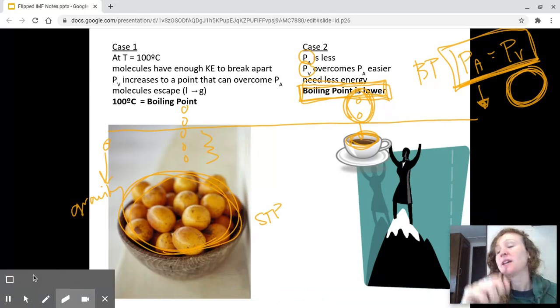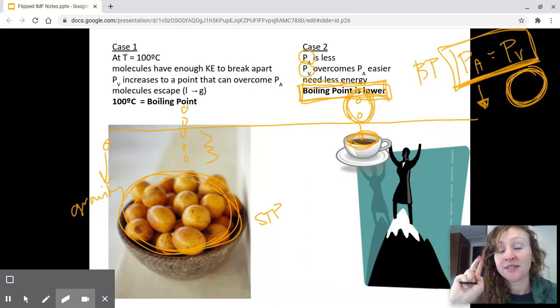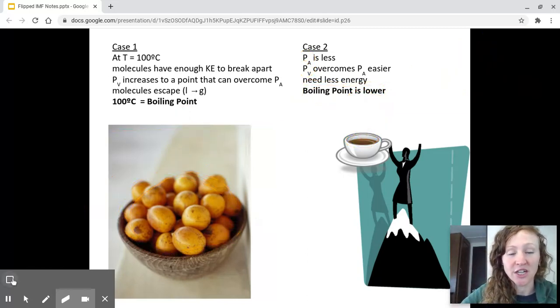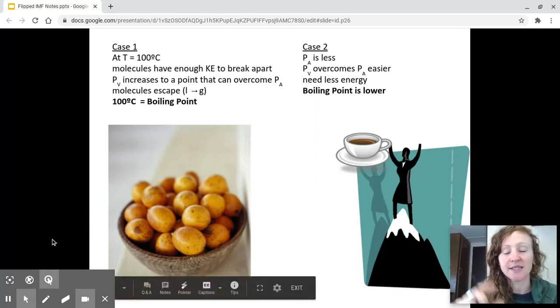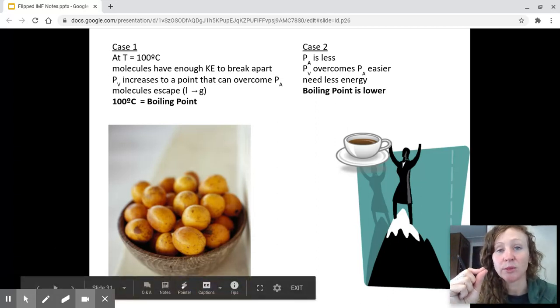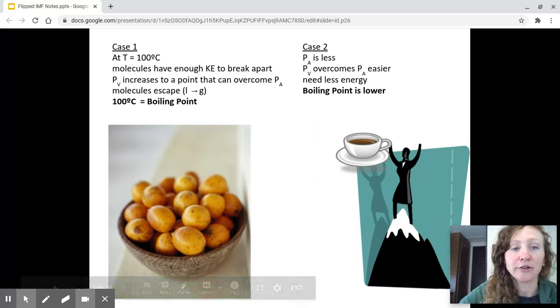Okay, so intermolecular forces make a difference. Temperature makes a difference because that affects kinetic energy. And then pressure makes a difference because that influences the atmospheric pressure and the vapor pressure. It influences that interaction that the intermolecular forces can have.